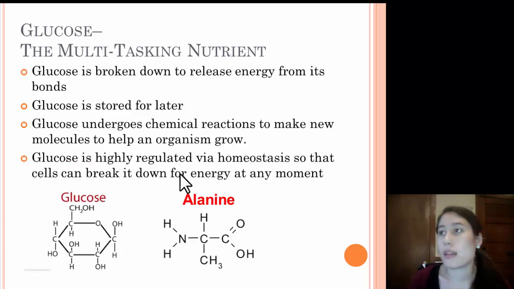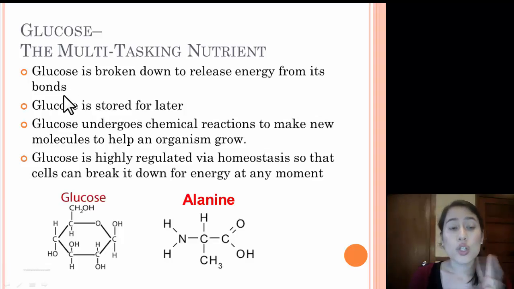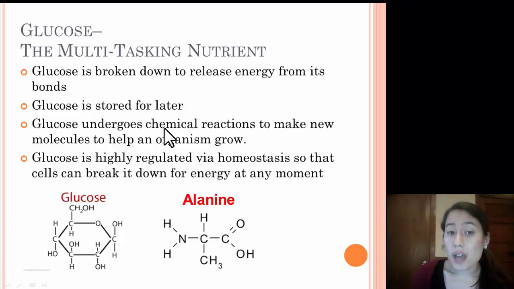Glucose is a multitasking nutrient. It is super important in your body for so many reasons. One, we break it down to release the energy from its bonds to power our cells. Two, we grow because of it. We store it for later and use that molecule when we need it. Three, glucose can undergo chemical reactions to make new molecules that help an organism grow. So that example I gave earlier in the video, glucose is ripped apart and rearranged to make new molecules like alanine that we need in order to be healthy.